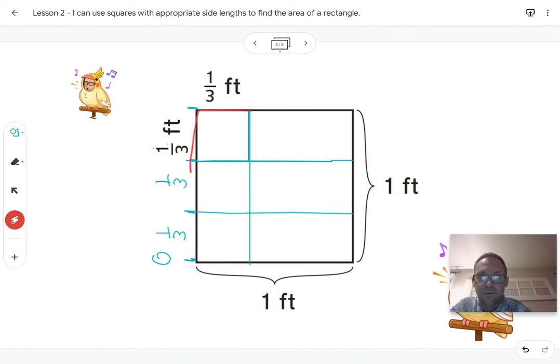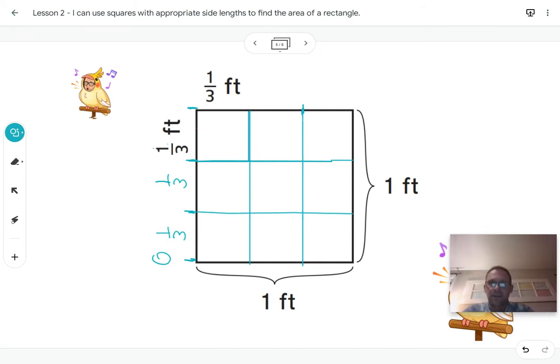So now we have one column. We got to draw the second column here. So let's estimate, where would that be? Looks like it'd be right about there. So if we drop that line straight down, it would give us another, yep, there we go. And so that would be, let's see, a 1/3 of a foot column and a 1/3 of a foot column.